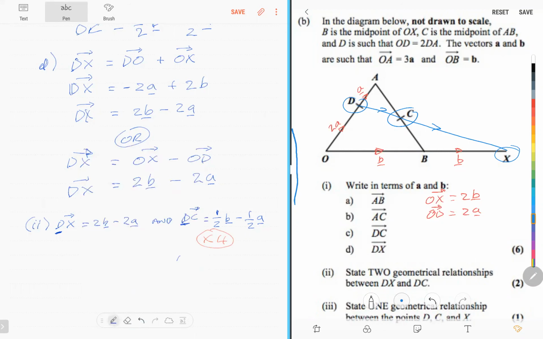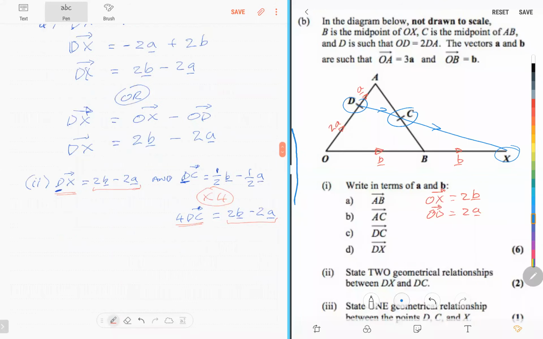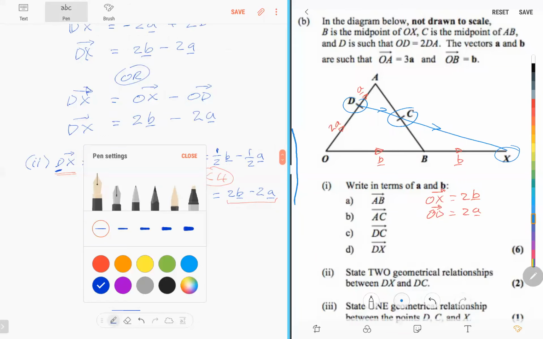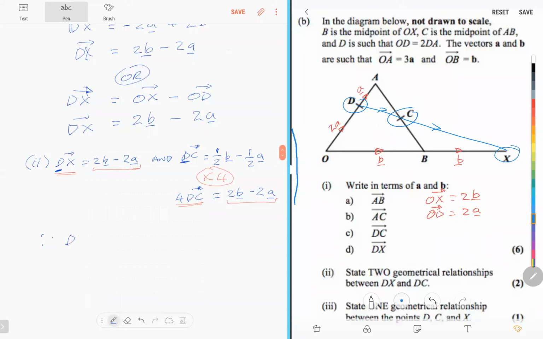We get 4dc equals 2b minus 2a. And now they are equal, because this equals 2b minus 2a and this equals 2b minus 2a. So it means that this vector must equal this vector. So we can say therefore, dx is equal to 4dc. All right, so when you have that, it means that the vectors are parallel. When one vector is a multiple of the next one, it means that the vectors are parallel.